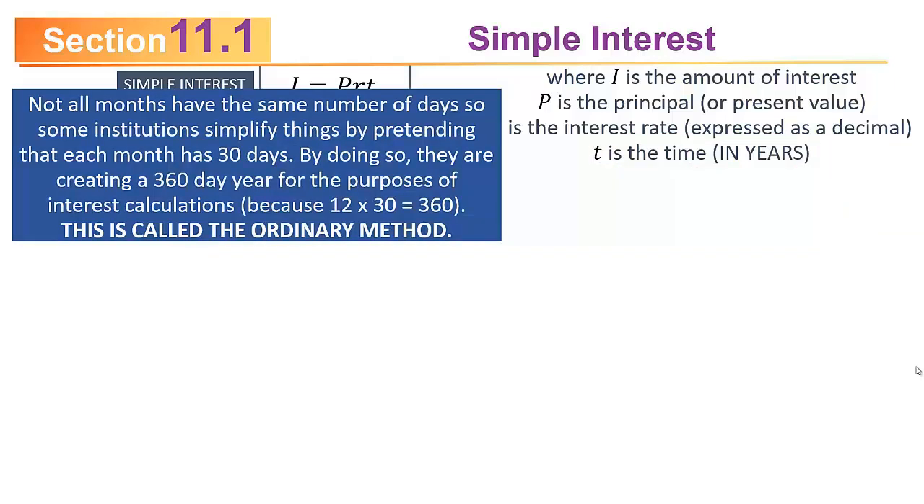Not all months have the same number of days. You probably know that. So some institutions just simplify their calculations by pretending that every month has 30 days. But 30 times 12 is only 360. So if they do that, they're working with a 360-day year instead of a 365-day year, just for the purposes of interest calculations. This is called the ordinary method.